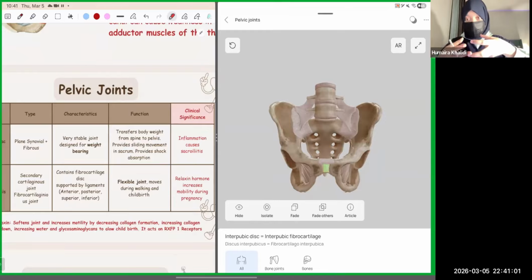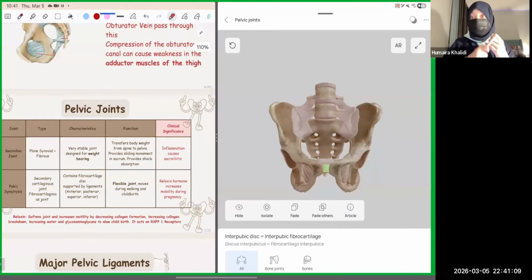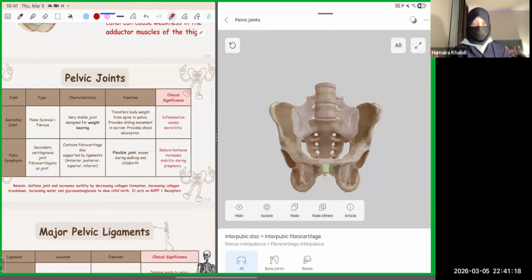It would stretch a bit, and this would cause a hormone called relaxin to be released. Relaxin, guys, is a topic that we haven't taken until now in all of the batches. Do you know what that means? That means that it's going to be in the exam. So what does relaxin do?